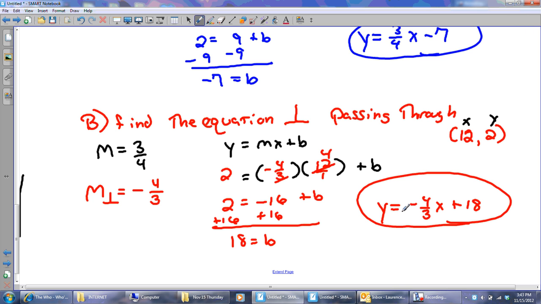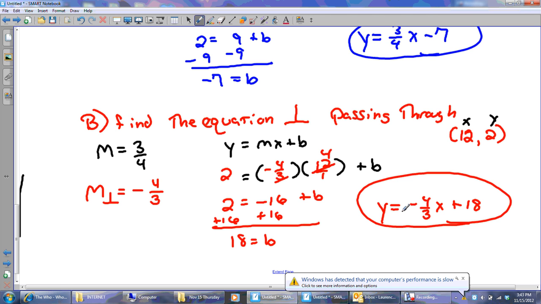Remember, you need to find the slope of the original equation. For the parallel line, you use the same slope. For the perpendicular line, you use the negative reciprocal. And then you take the x-coordinate and the y-coordinate of the point given to you. Use those coordinates and the slope to help you find the y-intercept. Then you can write your equation.